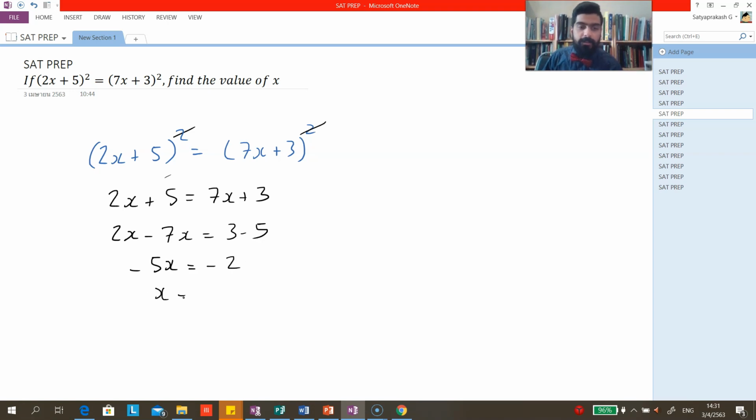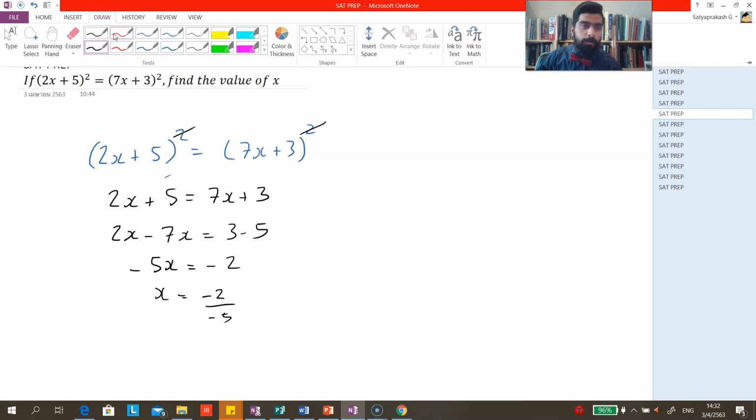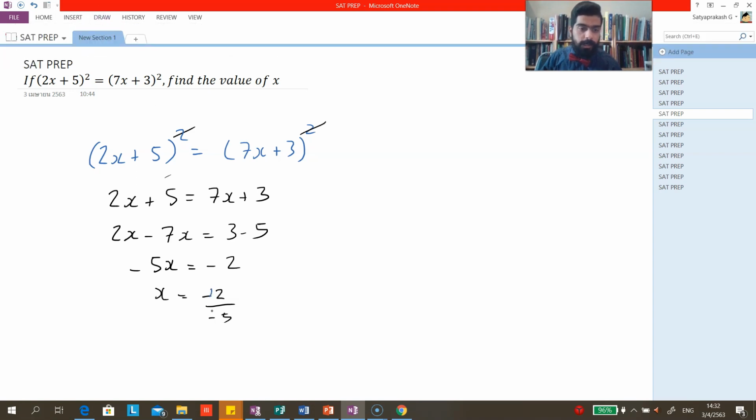And then I have x is equal to negative 2 over negative 5. And when we have negative on both of the fractions, we can simplify it. So therefore, x is equal to 2 over 5. Alright, guys.